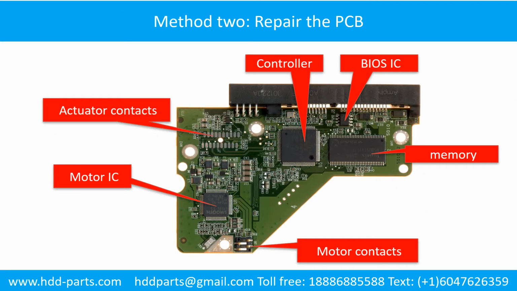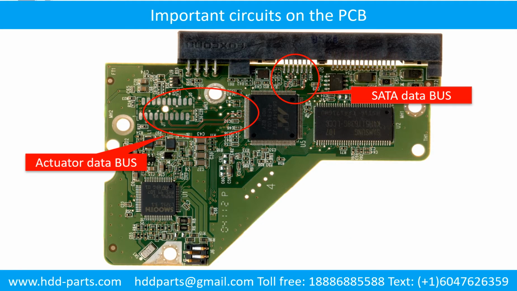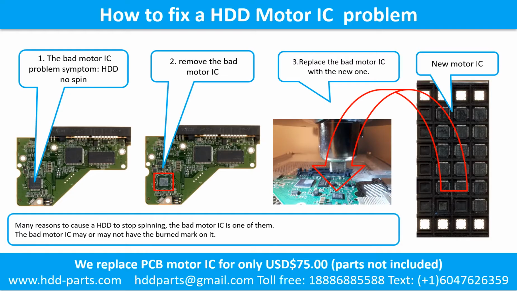This picture shows the basic components on the PCB board. The most vulnerable parts on the PCB board are the power supply circuit and motor IC. This picture shows the important circuits on the printed circuit board for repairing purpose. This picture shows the motor IC schematic diagram for repairing purpose.